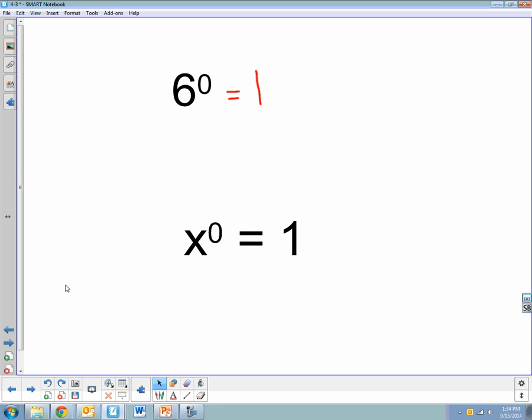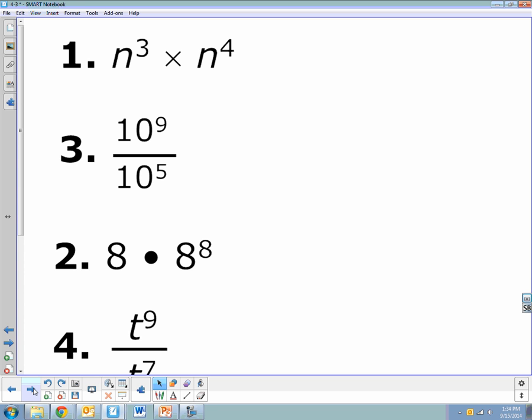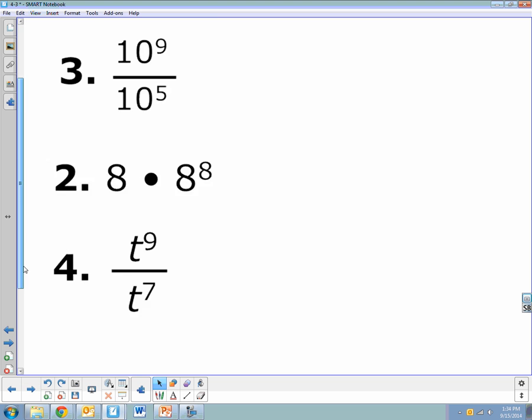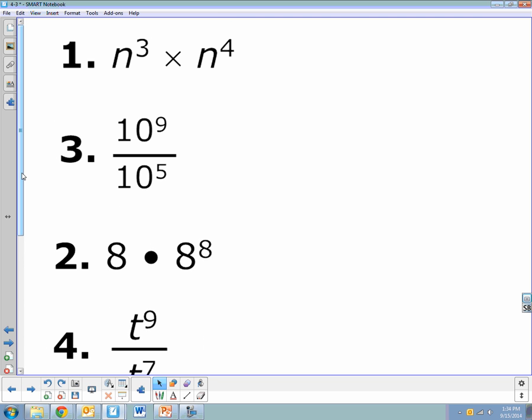And while that doesn't make sense intuitively, anything to the 0 power equals 1, there is a fairly easy way to show it. But if you ask me in class, I'll be happy to show you why that works. All right, last thing that we do, we've got 6 questions. Give these 6 a try, and then we'll look at them together.